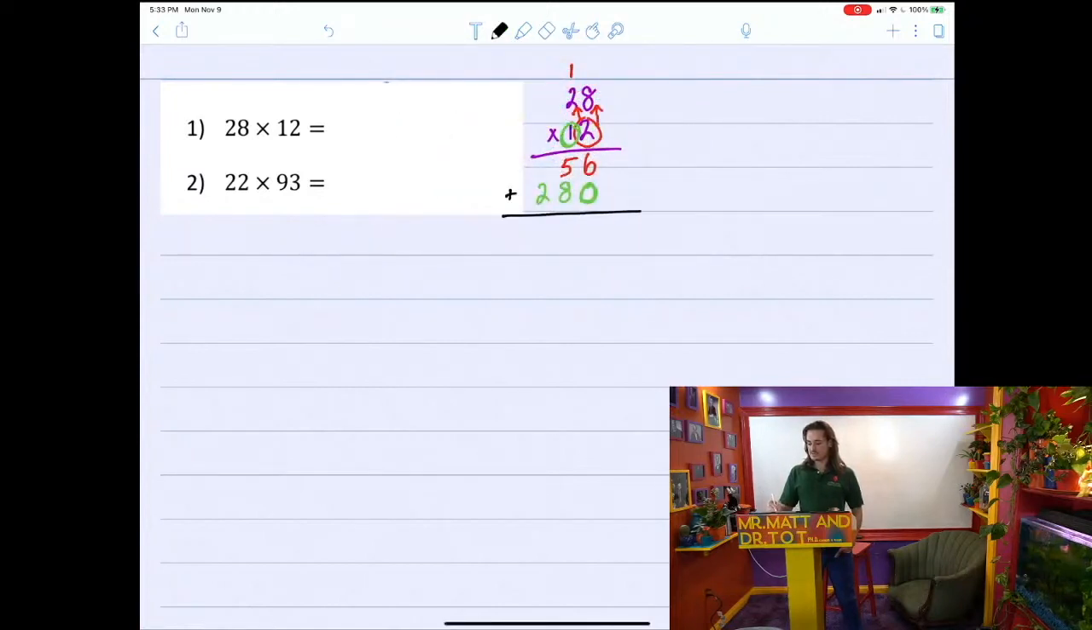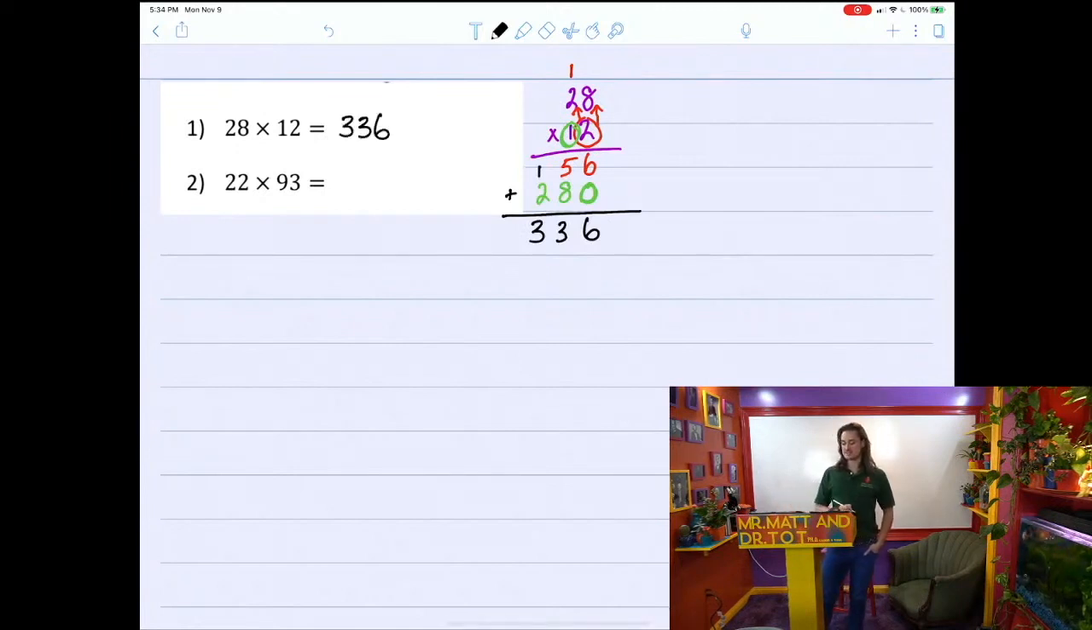6 plus 0 is 6. 5 plus 8 is 13, so write the 3, carry the 1. 1 plus 2 is 3. So 28 times 12 is 336. I'm going to give you 2 minutes. I'd like you to look at question number 2.